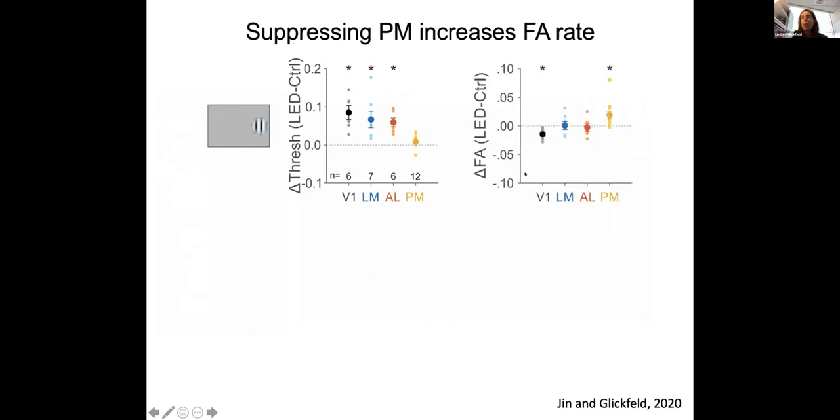But interestingly, now when we look at changes in false alarm rate, we still see some reduction in the animal's false alarm rate when we suppress V1, but now there's no change in the animal's false alarm rate with LM and AL, and interestingly, an increase in the animal's false alarm rate when we suppress PM.